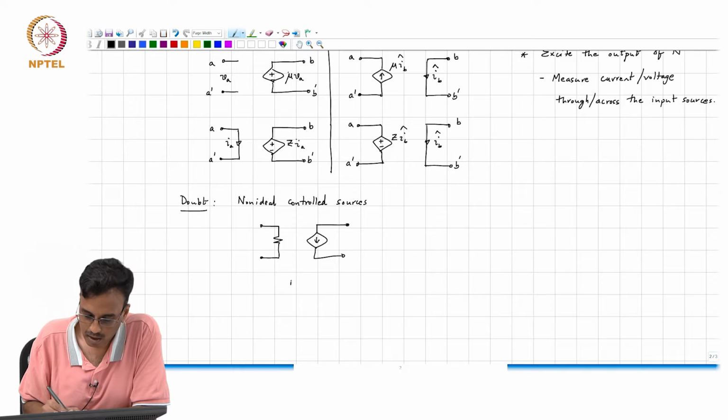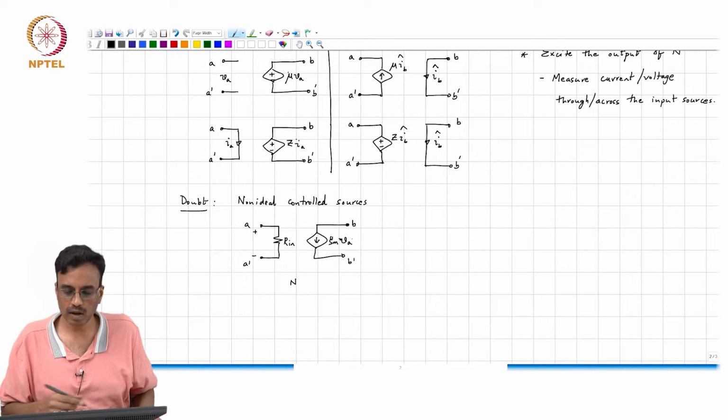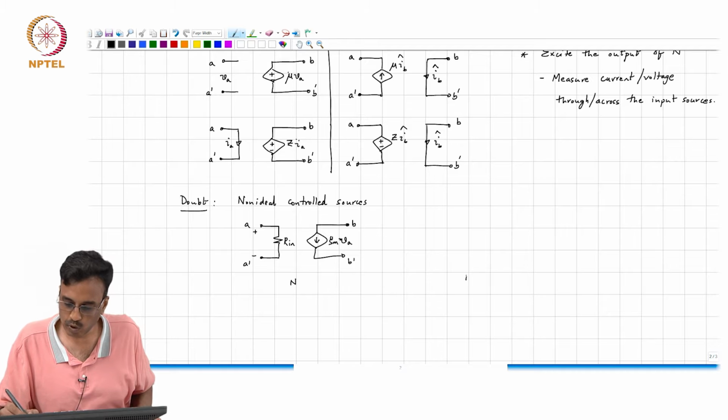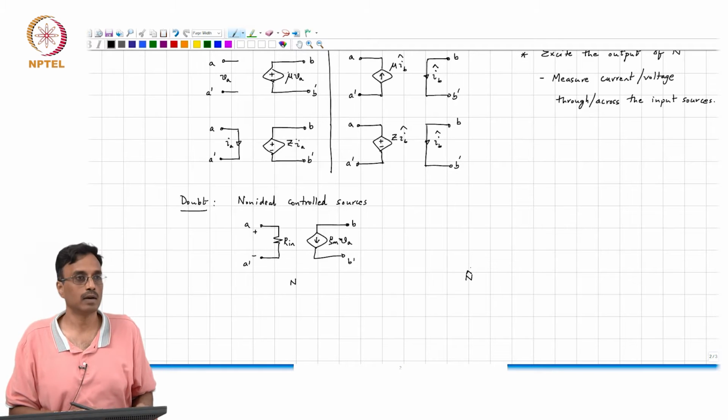So this is in N. So let's call this R in. This is A. This is A prime. B prime. GM. BA. Okay. So any comments on what I should do in the inter-reciprocal network?